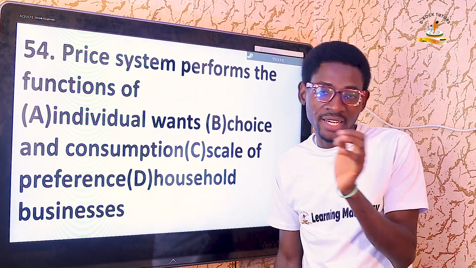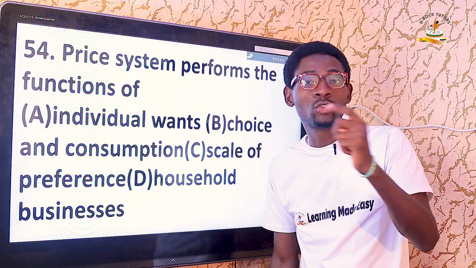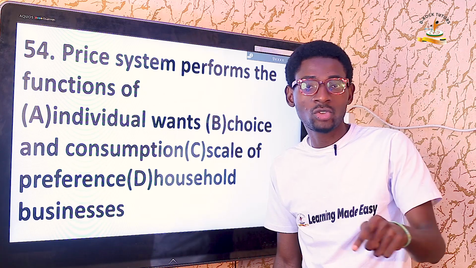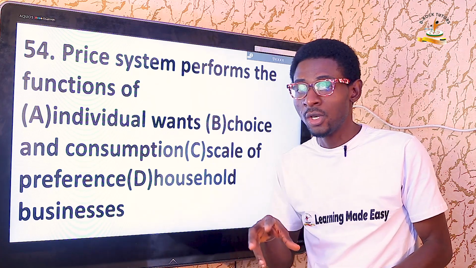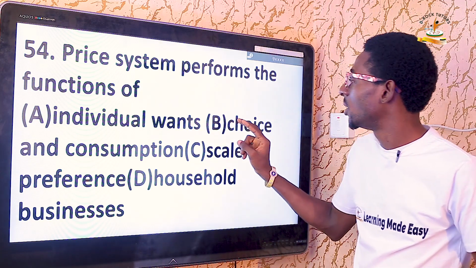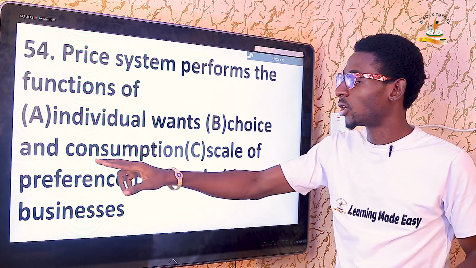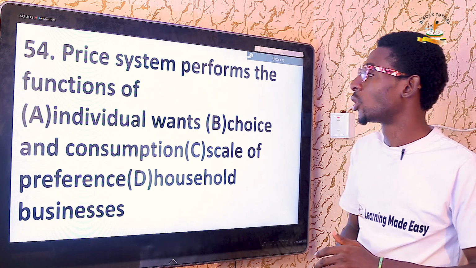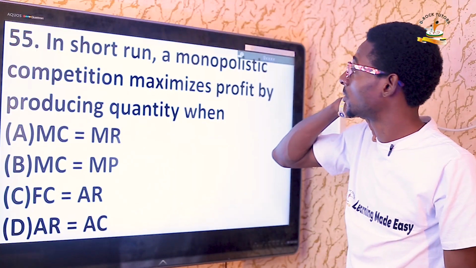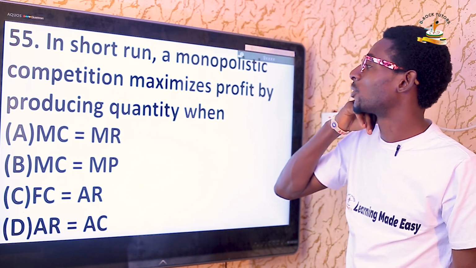So it helps you to know, okay, this is what I want to do. And rationing is done through choice. Choice means when you are selecting among many alternatives. So that's why the answer there is B. It helps to perform the function of choosing for you, and also helps to monitor your pattern of consumption, which is option B.